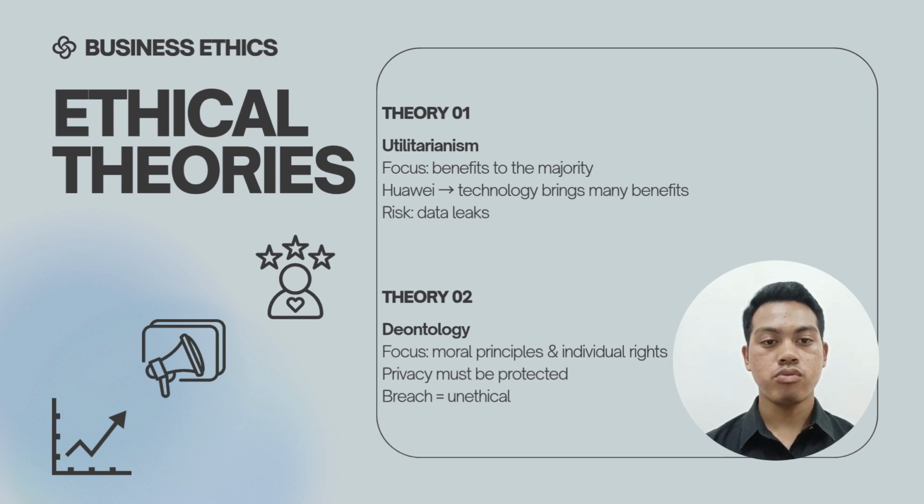Next, this issue is analyzed using two main theories. They are utilitarianism and deontology. First, utilitarianism evaluates an action based on the benefits to the majority. In the case of Huawei, their technology provides many benefits such as cheaper internet and wider access. However, if there is a risk of data leak, the negative effects can affect society as a whole.